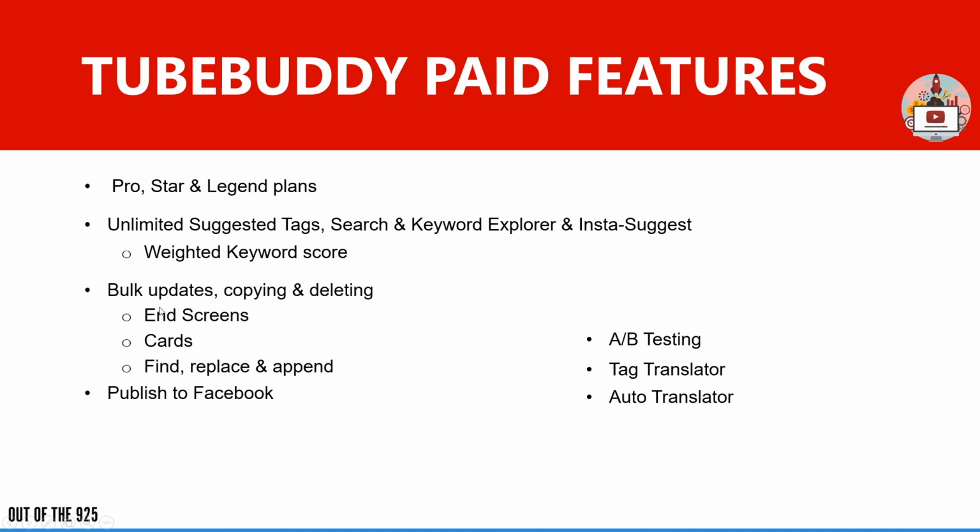And if you need bulk editing, bulk updating tools, then the Star plan is most likely for you. And if you want to do A/B testing and add some translations, then the Legend plan is most likely the best for you. All right, all of these plans come with some free resources.